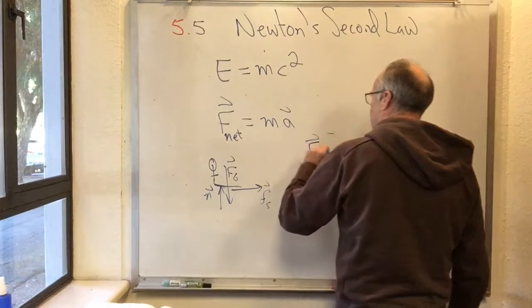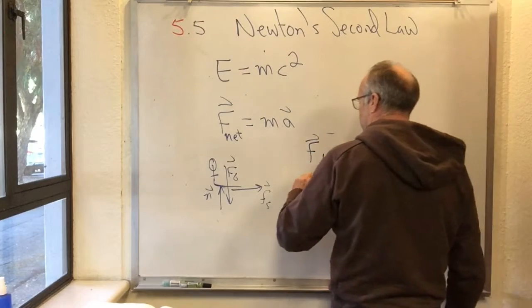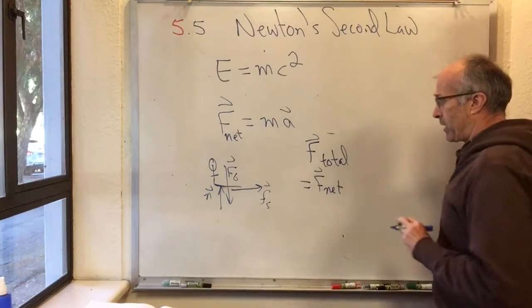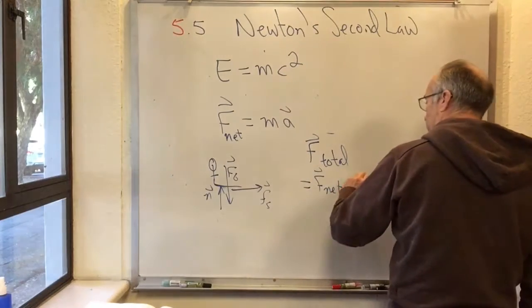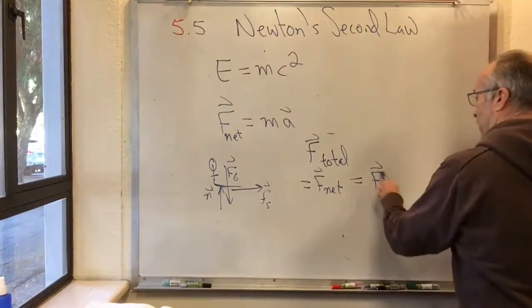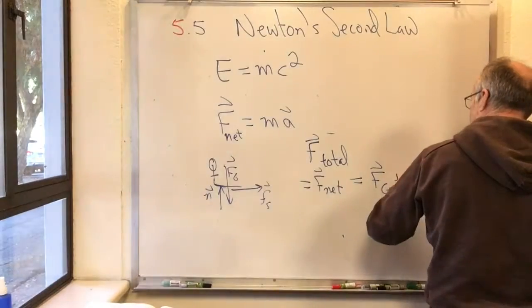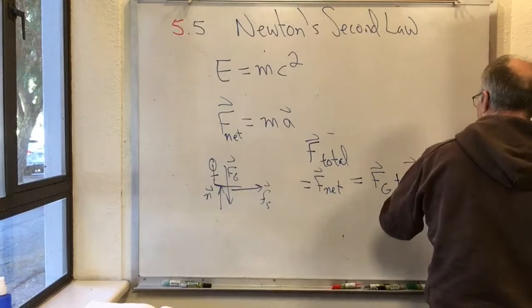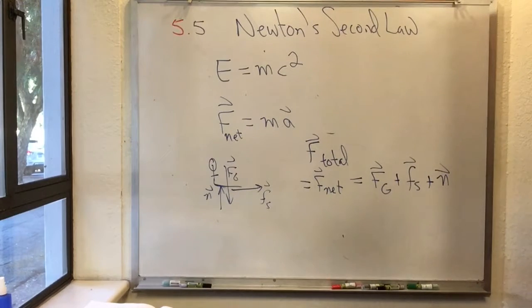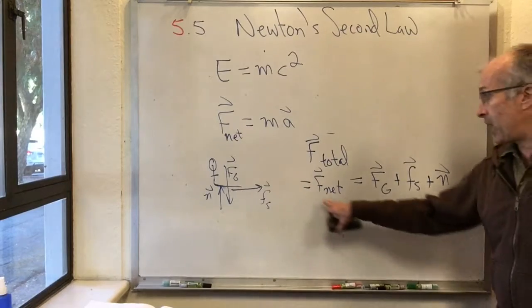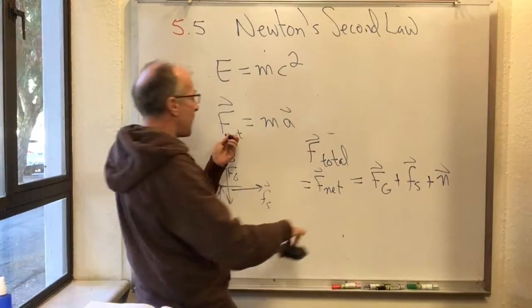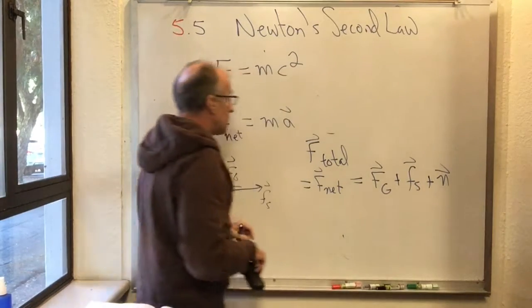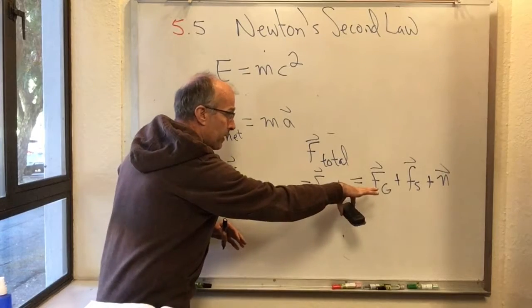Which you can also say is F total. Those are synonymous. F total is equal to F net. You add up all the forces on an object. So in this case, where there's three of them, we've got F sub g, which is a vector in the downward direction. We've got F sub static, which is a vector in the horizontal direction. And we've got n, which is a vector in the vertical direction. And you add those up vectorially, and you've got F net. It is F net that goes on the left-hand side of the F equals ma equation. So you add all those vectors up vectorially.